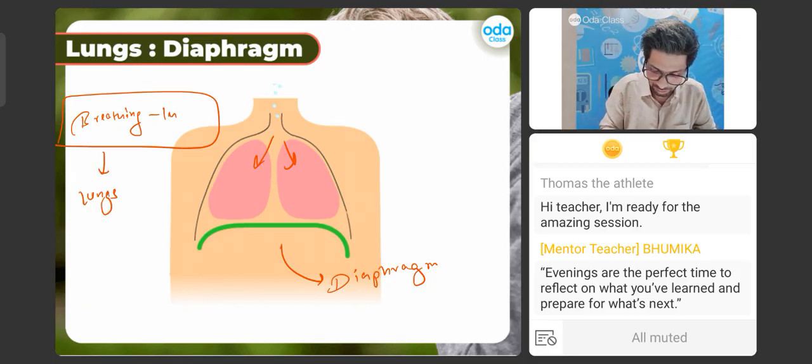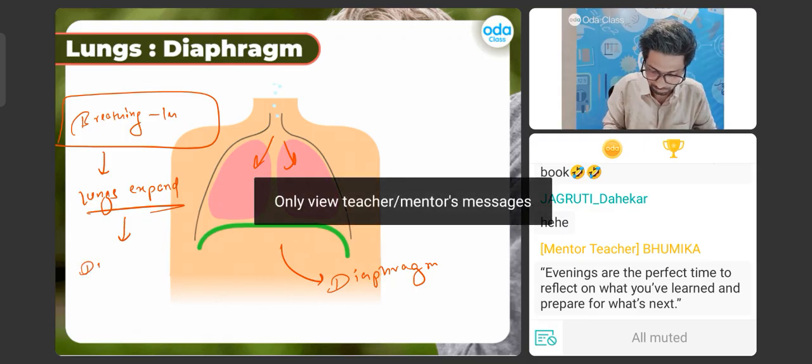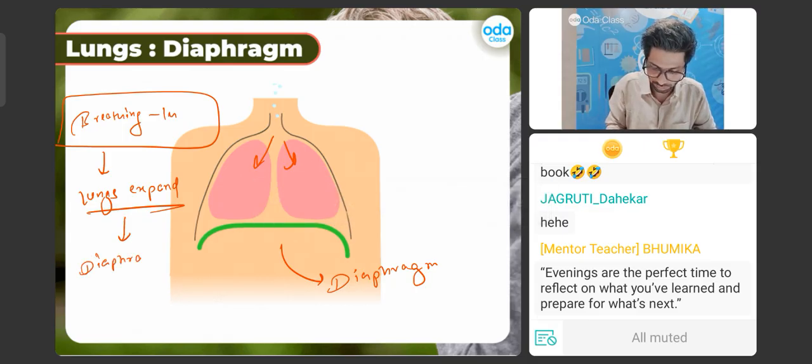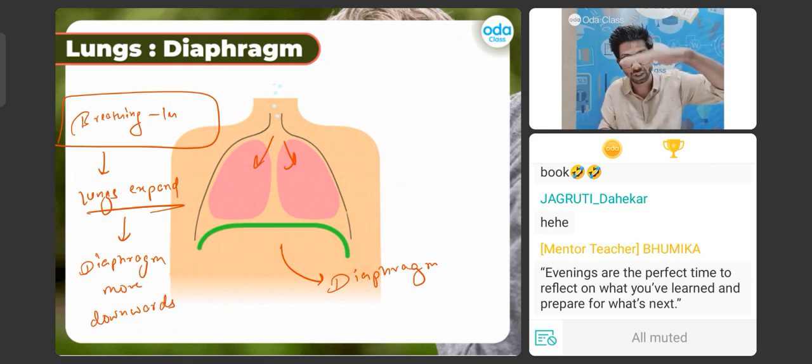our lungs are expanding. Our lungs will expand, and the diaphragm goes downwards. Or you can say that the diaphragm moves downwards. Okay, so the diaphragm goes downwards, it becomes flat and it goes down.